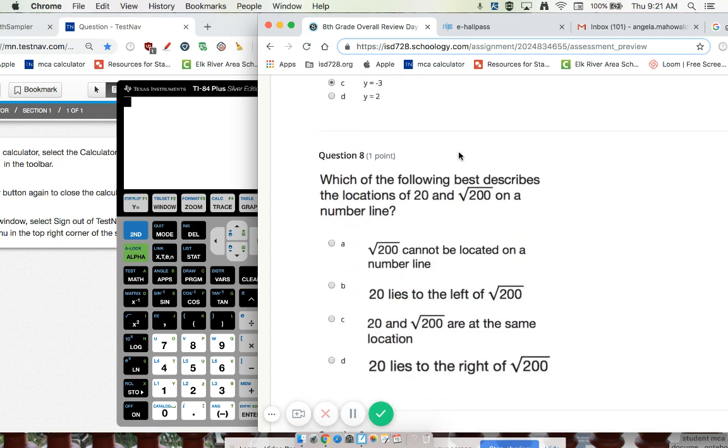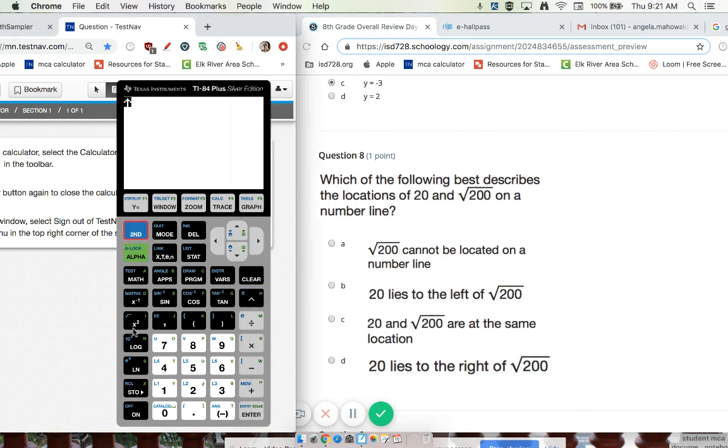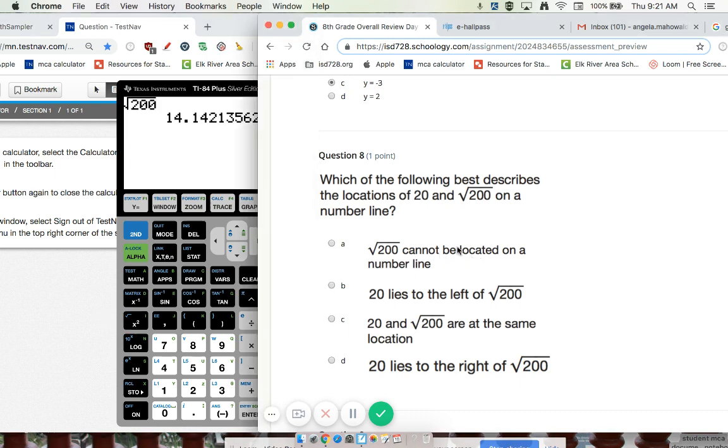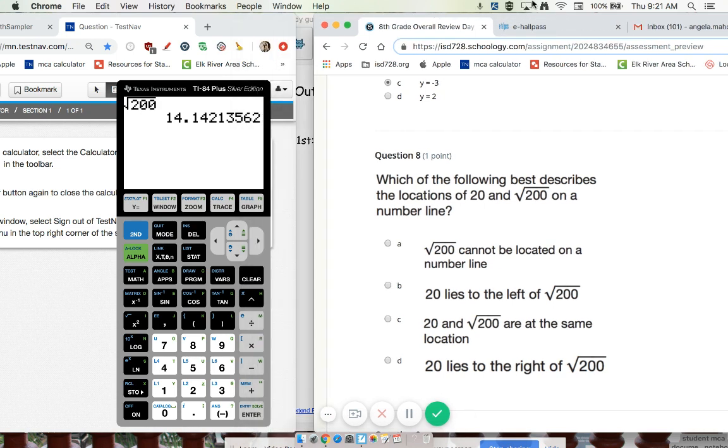Okay, number 8. Which of the following best describes the locations of 20 and the square root of 200 on a number line? So I'm just going to see what the square root of 200 is. And that is like 14 something. So it says the square root of 200 cannot be located on a number line. Yeah, it can. It can be estimated. I mean, it's not going to be exact, but you definitely can do it. 20 lies to the left of the square root of 200. So if the square root of 200 is 14, 20 would lie over here if this was a number line. So it would have lied to the right.